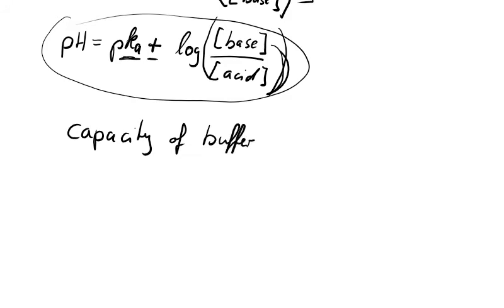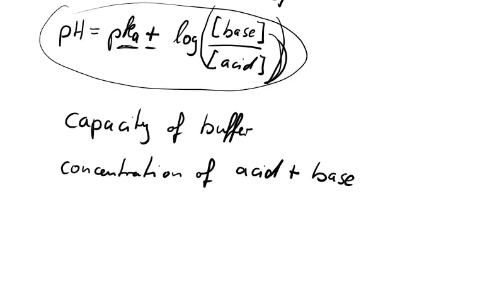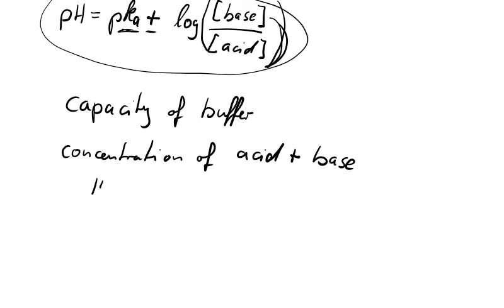Capacity of a buffer. The capacity of the buffer is basically the concentration of the acid plus the base together. Just to give you an example, if we have 150 millimolar capacity of a buffer in 1 liter, that means we have 150 millimole total.